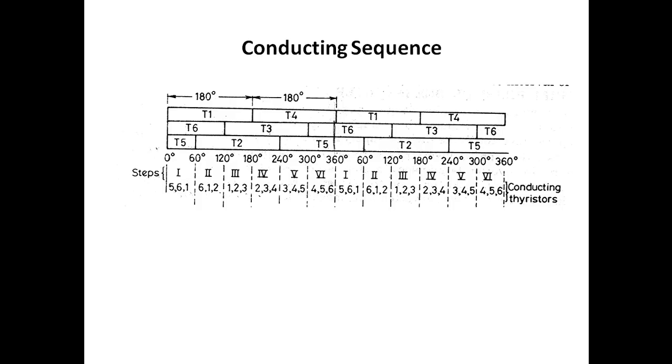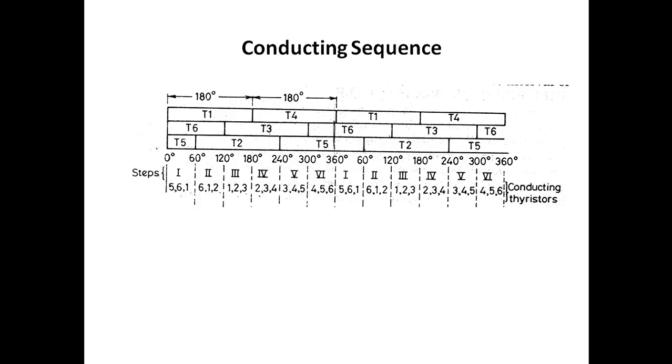For each step, that is for each 60 degrees, 3 SCRs will be conducting. The 3 SCRs will be 2 from the positive group and 1 from the lower group, that is the negative group, or 1 from the positive group and 2 from the negative group. So likewise it will be conducting.